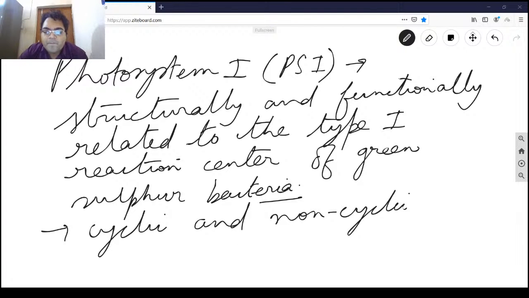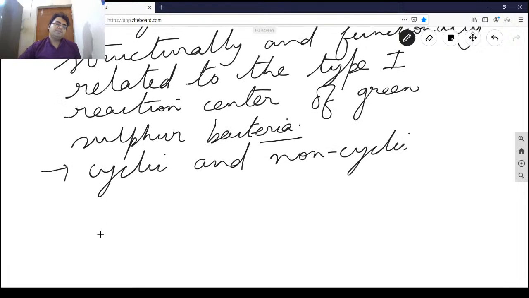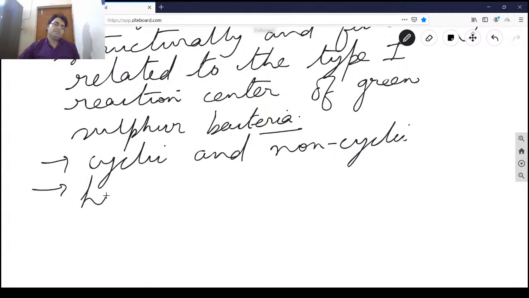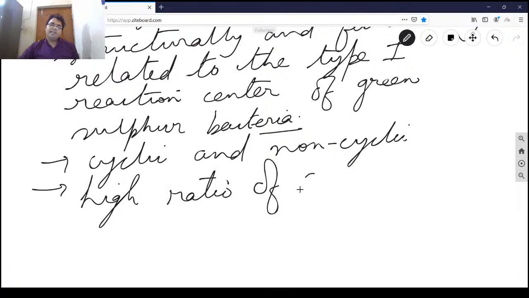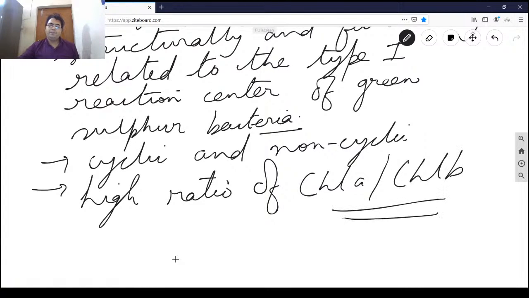Then one more thing I'll tell you is very important: PS1 contains a high ratio of chlorophyll A to chlorophyll B, meaning more chlorophyll A is present, not equal. More chlorophyll A is present in PS1. A high ratio of chlorophyll A to chlorophyll B is present in PS1.